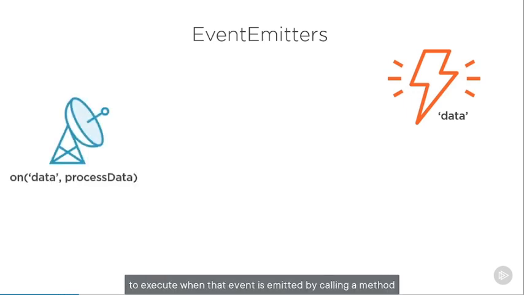I can register code to execute when that event is emitted by calling a method on the event emitter named on. I'll show you the exact syntax in a minute, but the idea is that you can write code that says, on the occurrence of the data event, run this function, process data in this case.